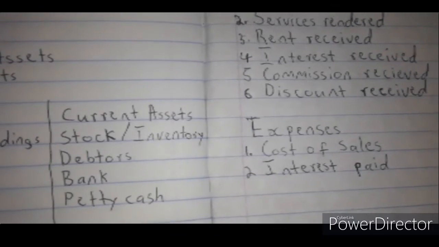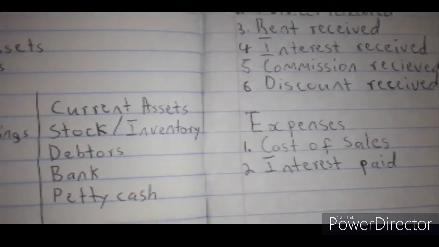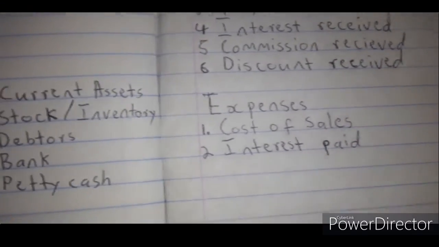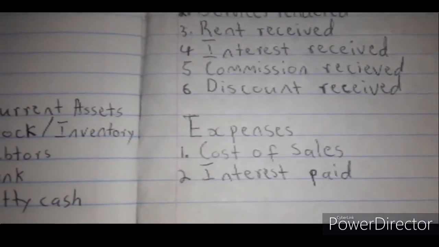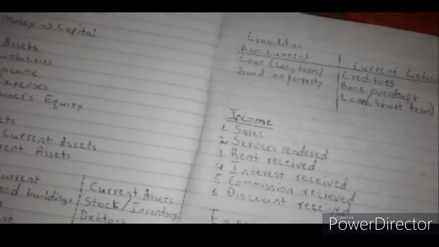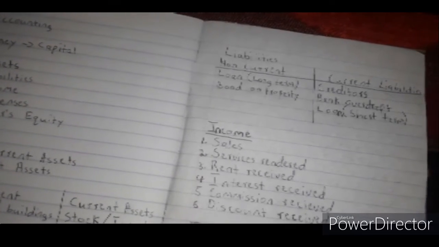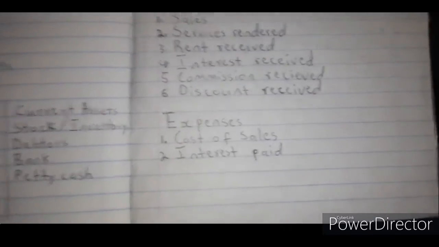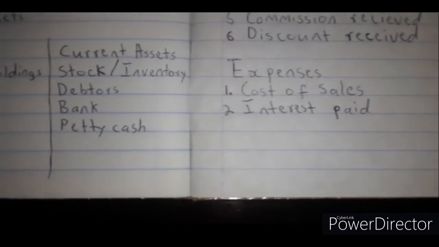So interest paid is an amount paid to parties who have lent money to the business. Maybe the business decided to take a loan. Maybe the lender decided to give us the loan with 20% or 10% interest on the loan. So we are going to pay that 10%. So that is an interest paid.